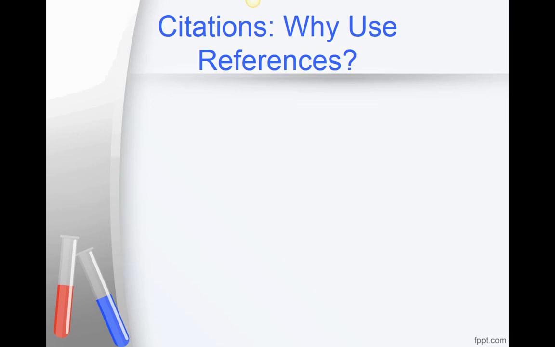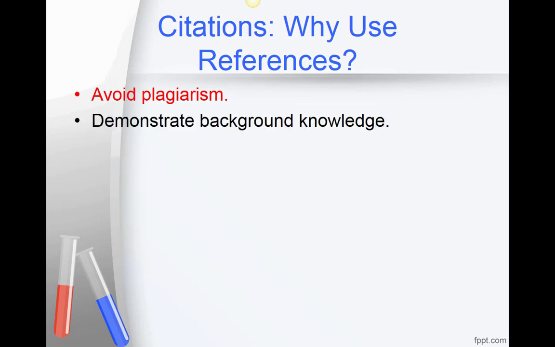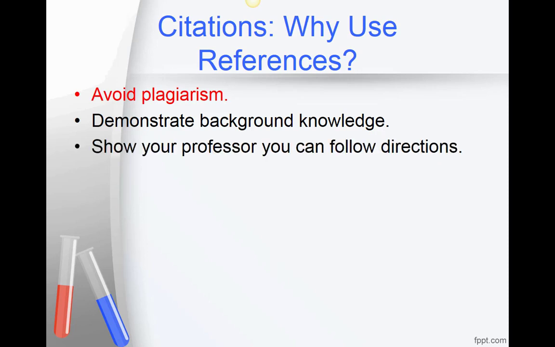First of all, why do we use references, which is another word for citations? Of course, the big one: avoid plagiarism. All of your MC biology and all of your MC professors want you to give credit where credit is due. But also, to demonstrate background knowledge, to show that you've actually done reading on the topic and are not just making it up. And of course, to show your professor that you can follow directions.